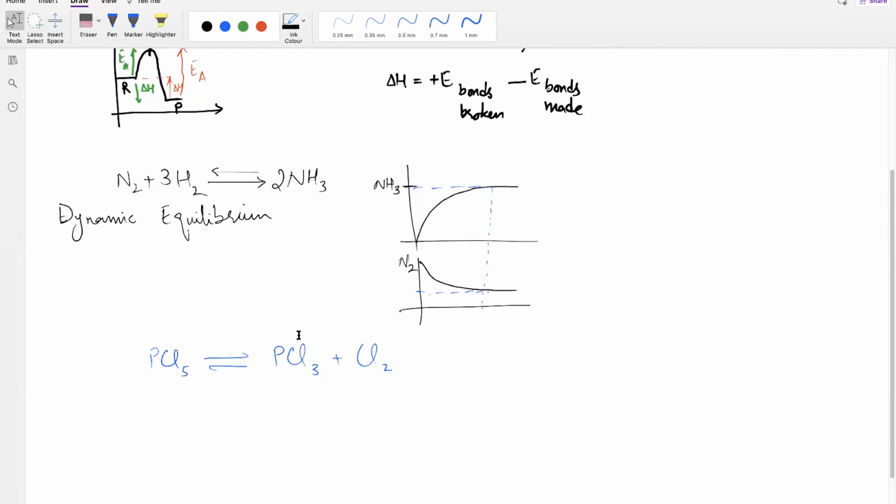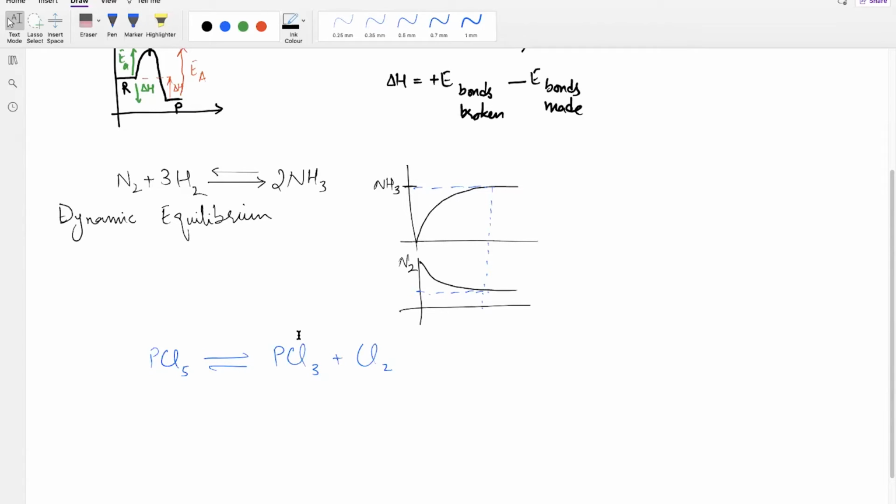So if you were to define dynamic equilibrium, what will you say? It is the state when the rate of forward reaction is the same as the rate of backward reaction. Remember that it is about the rate. It is not about the amount. It's about the rate at which it happens. Now this equilibrium can be disturbed, and that is the main point of reversible reactions.